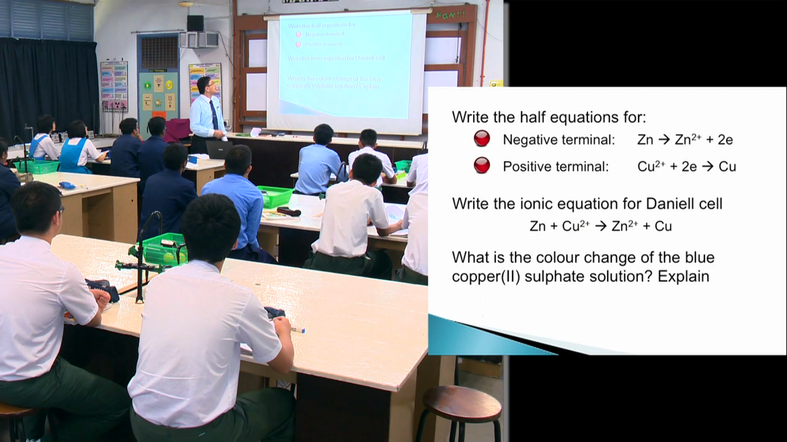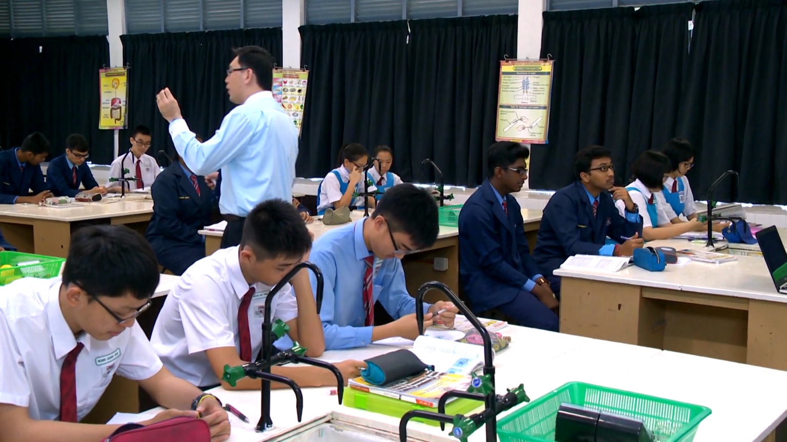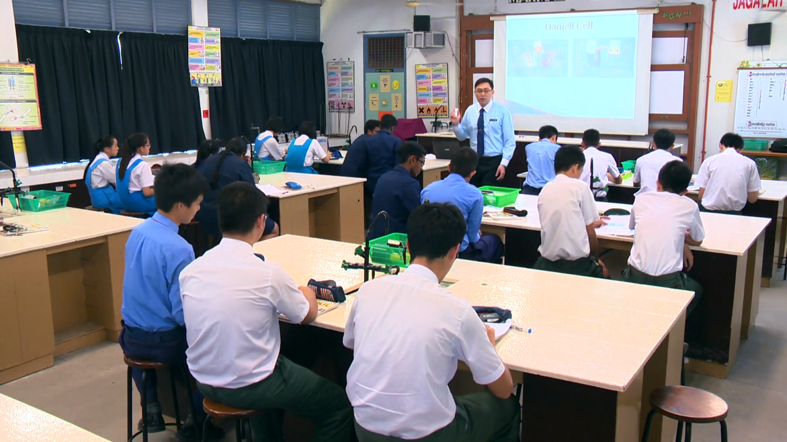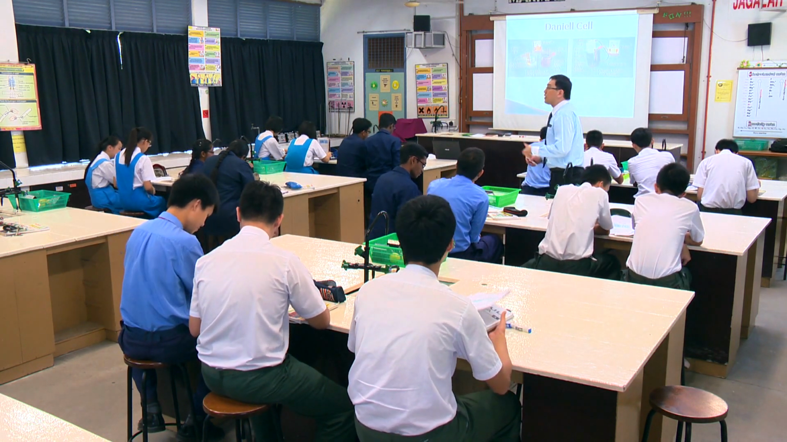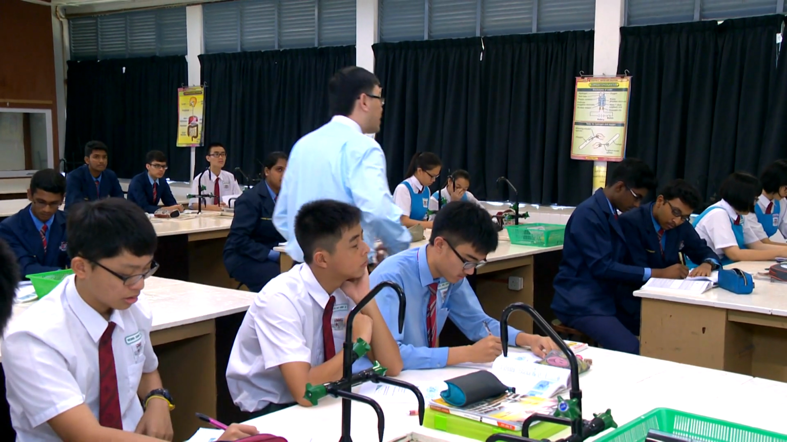Continue. So now we want to have a look at the equation. Okay. So what I want you to do is, once again, discuss with each other. I will guide you. Then we want to write down the equation. According to the diagram over here, zinc and copper, which one will become the negative terminal? Zinc, right? Okay, zinc will become the negative terminal. So help me to write down the half equation at the negative terminal.